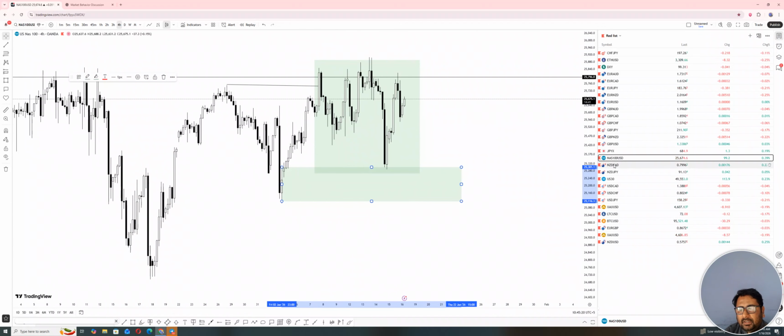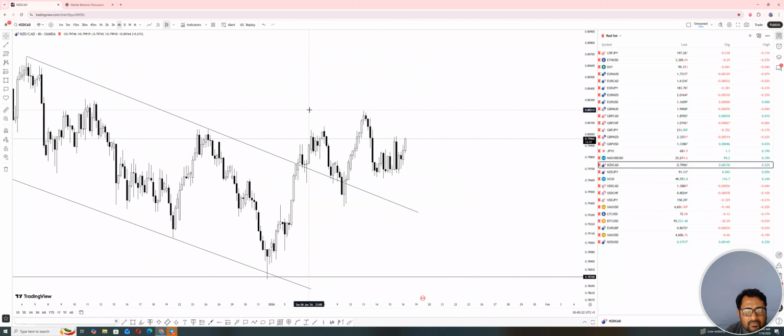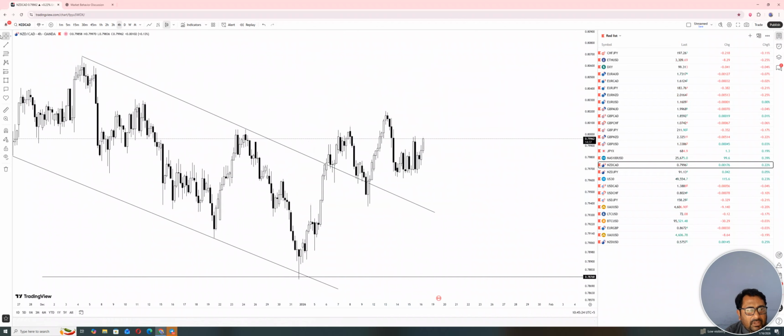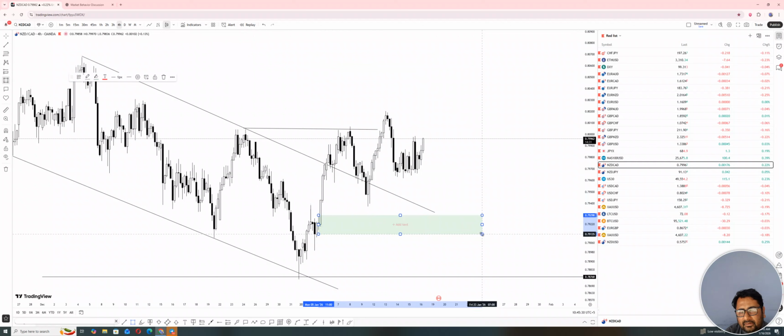Okay, NZCAD, and you can see we have a break of structure in this area, and we have an order block in this area. The market missed this order block. This is the reason we are not taking the trade.